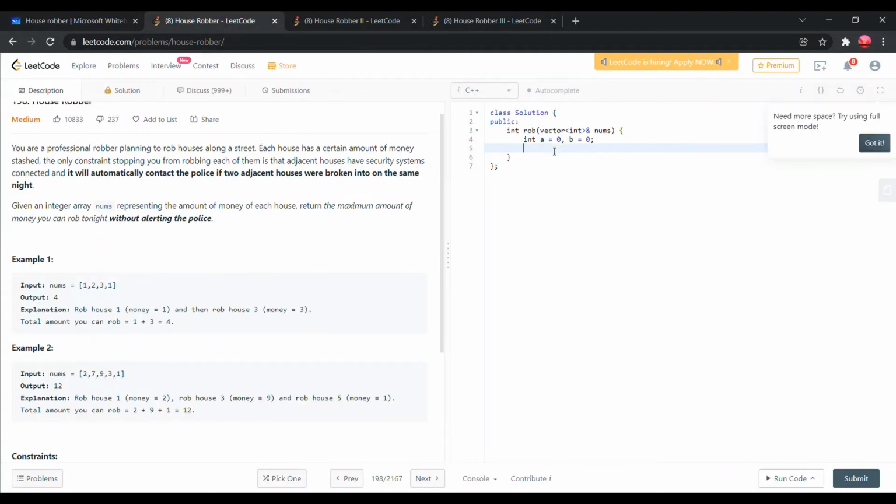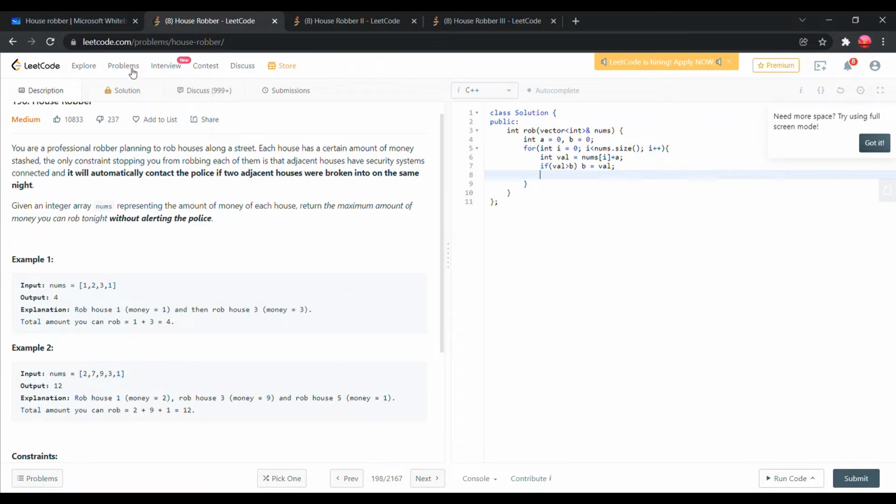So what we'll do is we'll go from the starting int I equals 0 and I is less than nums size and I plus plus. And inside this, what you want to check is, first we say int val is equal to nums of I plus a. That's what we did, right? And then if val is greater than b, then we say b is equal to val. Otherwise, it will remain unchanged, right?